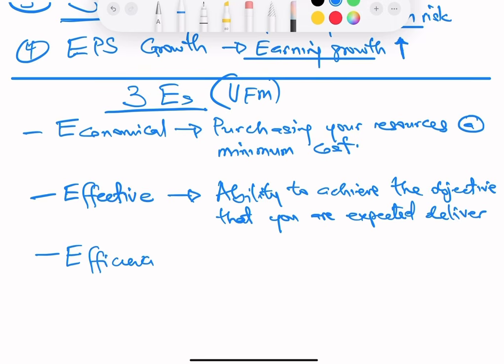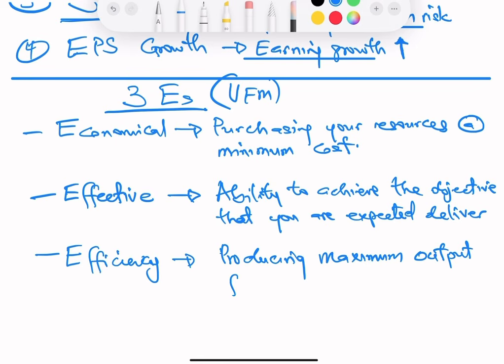To deliver value for money, you have to be efficient. And that means that you are producing, or you are delivering maximum output from the input. And when we say input, we're talking about the resources, the funding that has been made available to you.